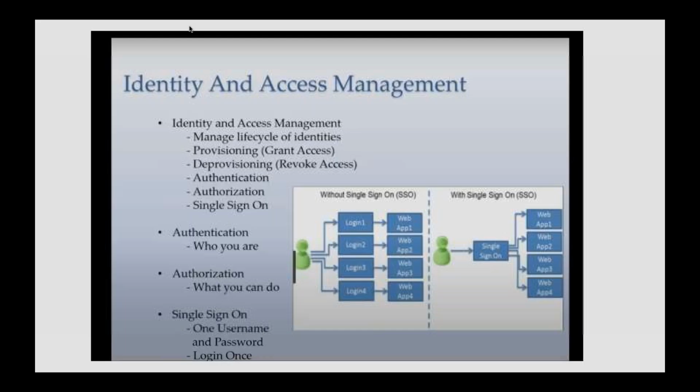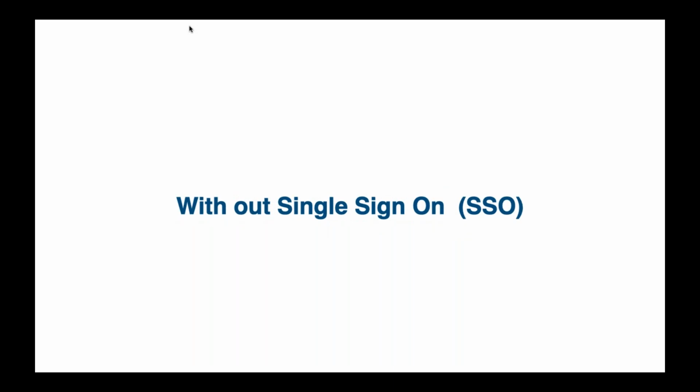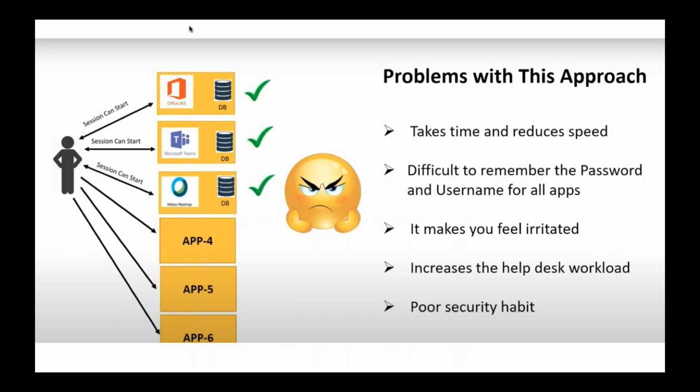This is identity access management. Next we will go with the problems without single sign-on. What are the different kinds of problems? I already discussed with you. It takes time and reduces speed. Logging in to the first application takes 10 minutes, the second application takes 10 minutes, the third application takes 10 minutes. For each and every application you log in to, 3 or 4 hours of your time in the office is going to be lost.